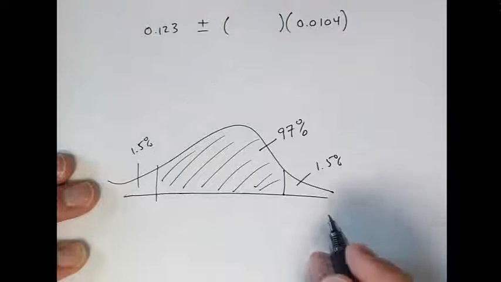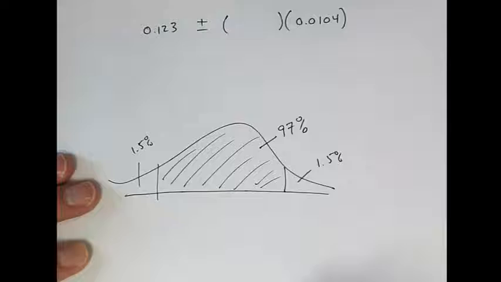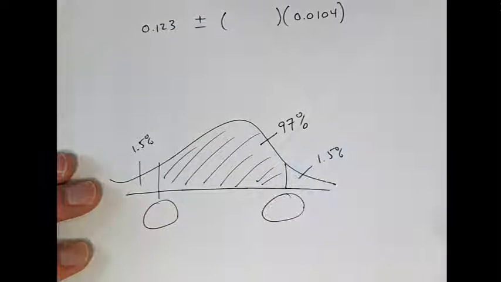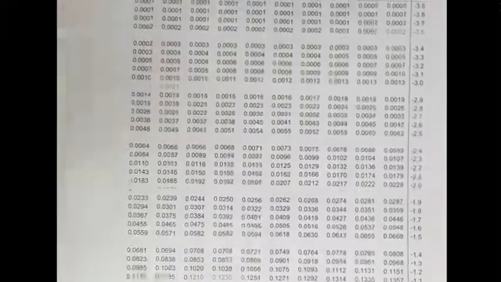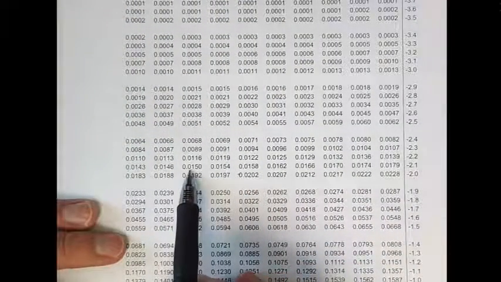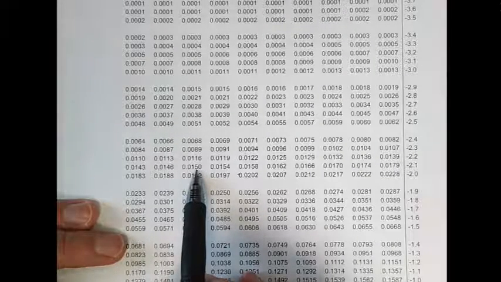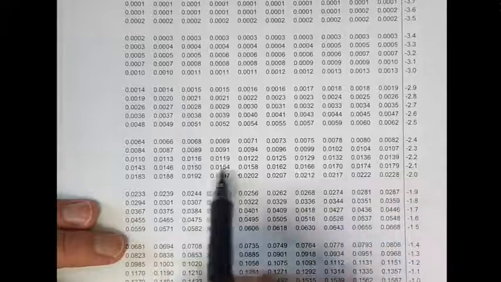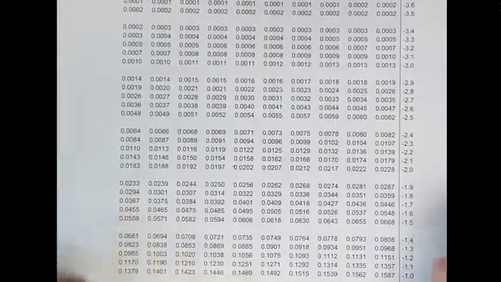So you can look this up two ways. I can look up 1.5%, or I could look up 98.5%. Regardless, that will give me the two values. One will be negative, one will be positive, but it will be the same value. So I always think it's much easier to look up the lower value because then I don't have to add it. So I'm going to look for the closest value to 1.5%. That is 0.015. So right here, 0.015, I actually got it exactly, corresponds to negative 2.17, for the Z star value.